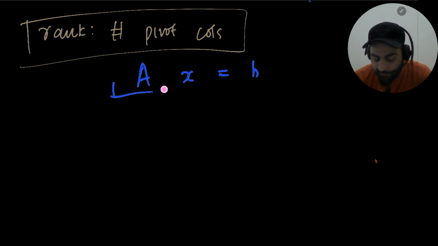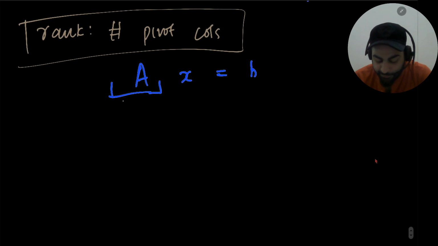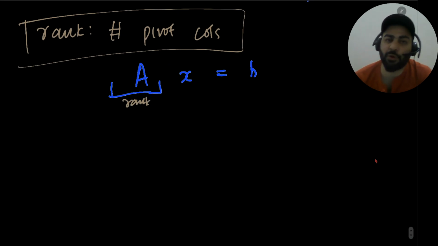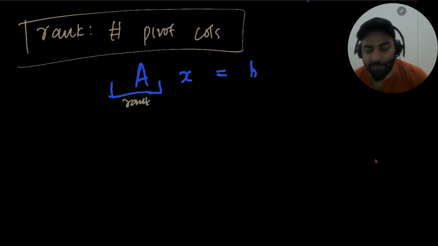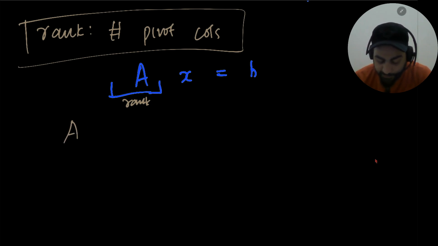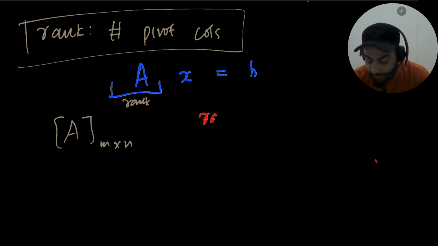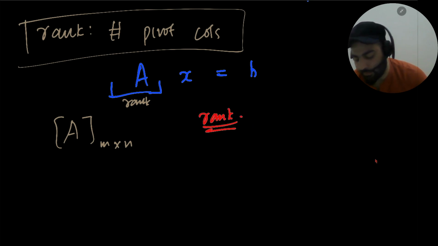So first thing, we defined the rank of this coefficient matrix. Rank was defined as the number of pivot columns that were left after we performed the elementary transformations and got the row reduced echelon form. That was the rank. Now, let's suppose A is a matrix which has m rows and n columns. This is our matrix. As I'm saying, rank is defined as the number of pivot columns.